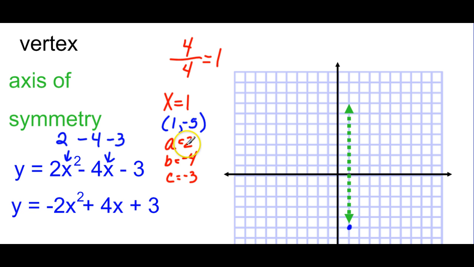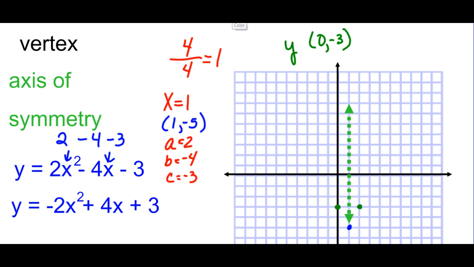I know since my a value is positive that my parabola is going to open up. So I just need a couple of points on one side. One good one would be to use the y-intercept. Remember, the y-intercept has an x value of 0, and then whatever the c value is, the c value here is negative 3. So the y-intercept is 0, negative 3, 1, 2, 3. Its match is right here.